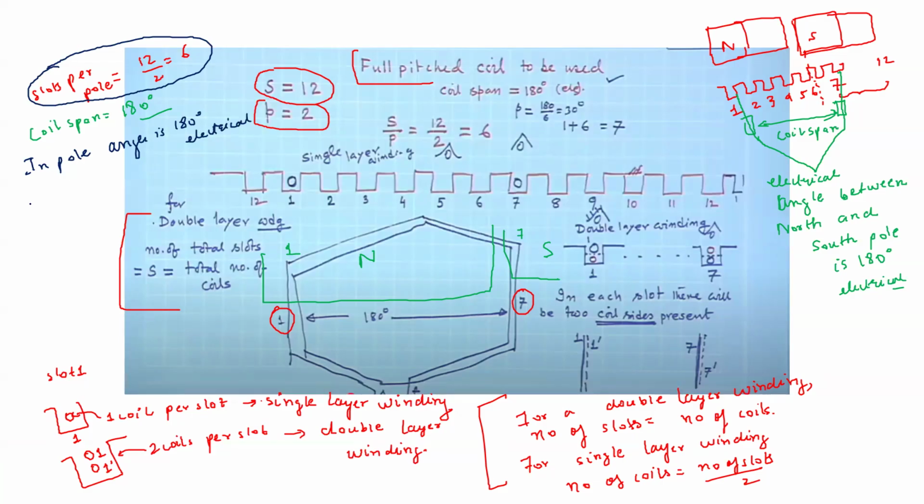So what is the angle of one slot? What is the slot pitch? The total angle is 180 degrees, so six slot pitches make up 180 degrees. One slot pitch will be equal to 180 degrees by 6, which is 20 degrees. So beta is 20 degrees. Now we know that our first coil is under slot 1 and the next coil is under slot 7. So how many slots are in between?